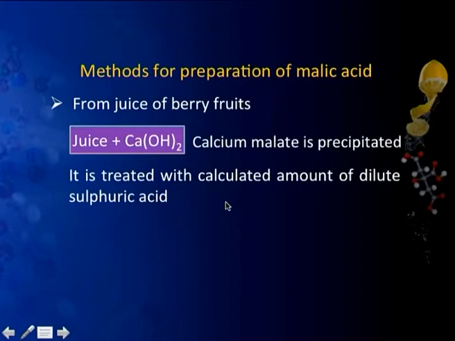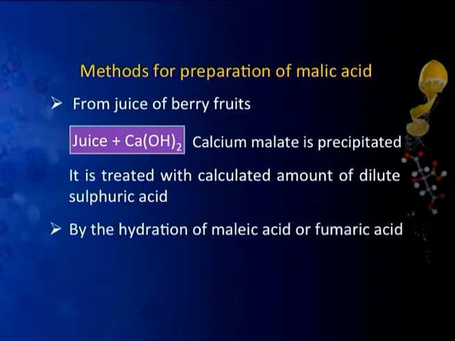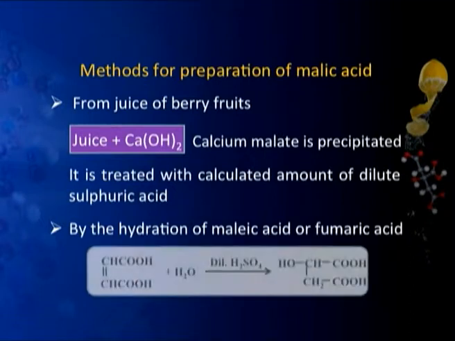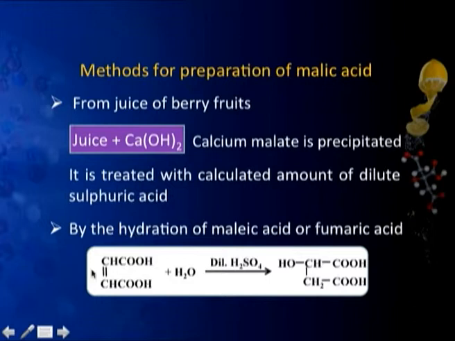Chemically, it can be synthesized from some other compounds. One of them is by the hydration of maleic or fumaric acid. We have discussed these acids while discussing geometrical isomerism. This is the double bond present between these 2 carbons, and each of the carbons has got 1 hydrogen and 1 carboxyl group. The cis isomer of this acid is called maleic acid and the trans isomer is called fumaric acid.